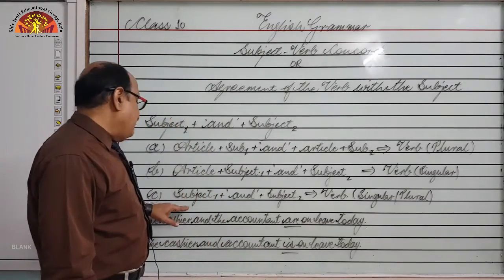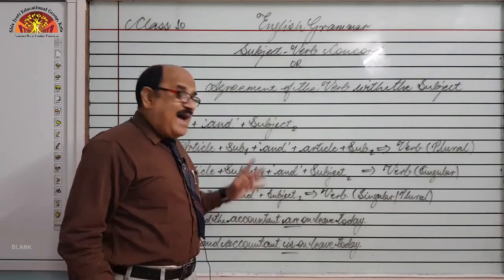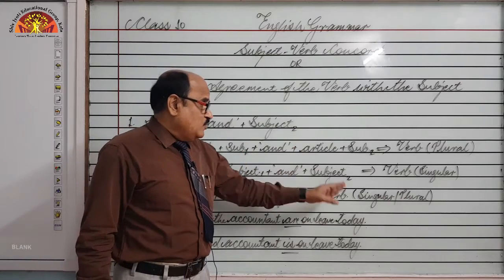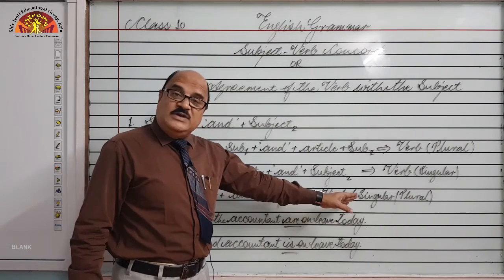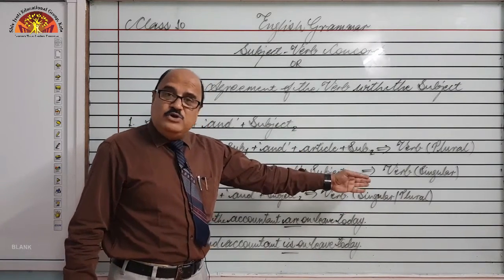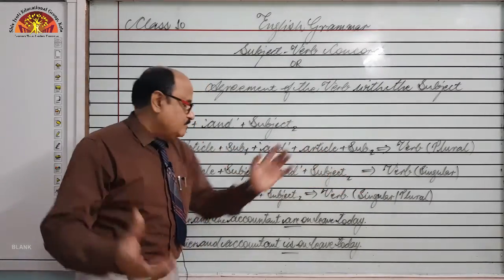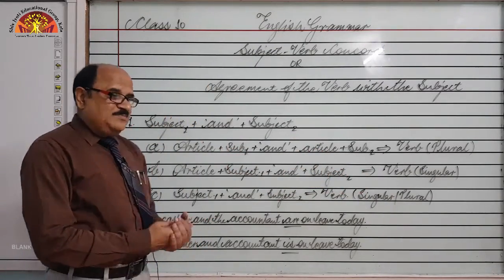Right. And when no article is there, in that case we have to use the verb sometimes in its singular form and sometimes in its plural form. That we will learn later. Right. So, example is better than precept.